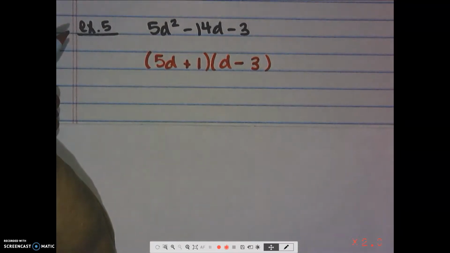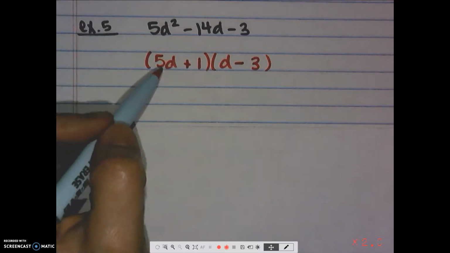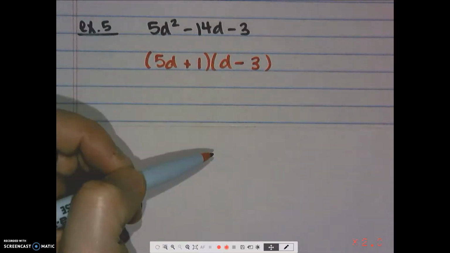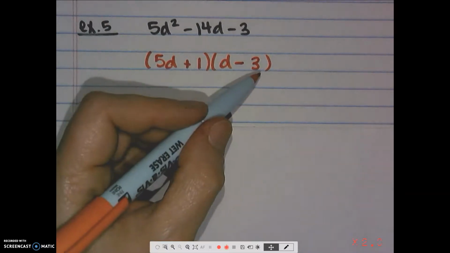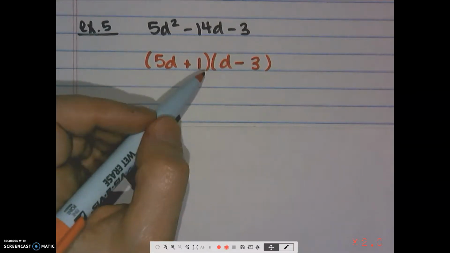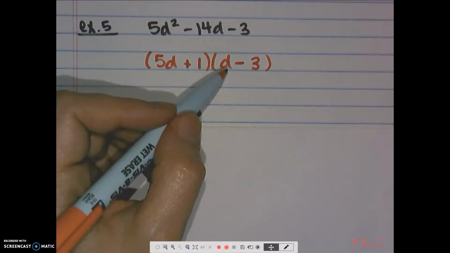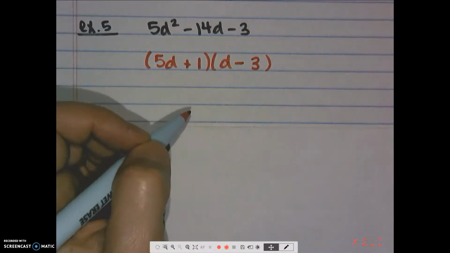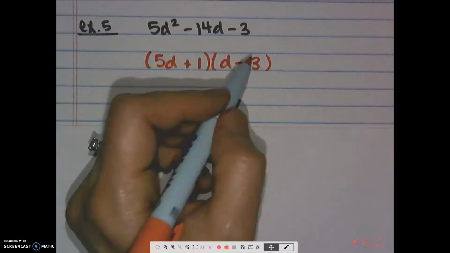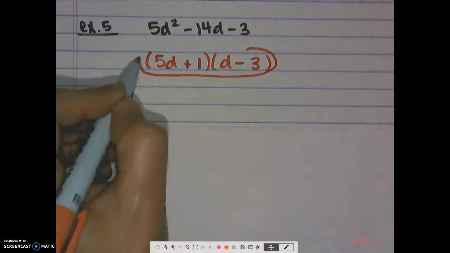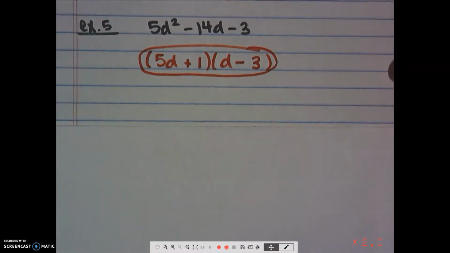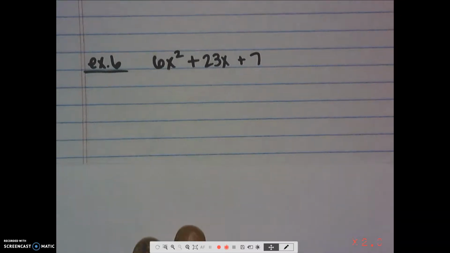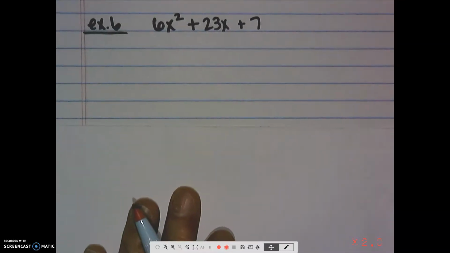And you don't have to write out your work to check. So here 5d times d is 5d squared. 5d times negative 3 is negative 15d. 1 times d is d, and 1 times negative 3 is negative 3. So that negative 15 plus 1 does give us the negative 14d. And that's our answer. Okay, let's look at another one. We've got 2 more to look at here.